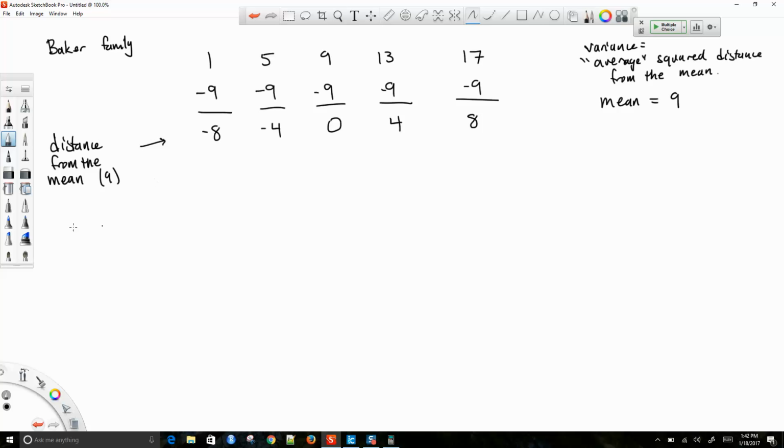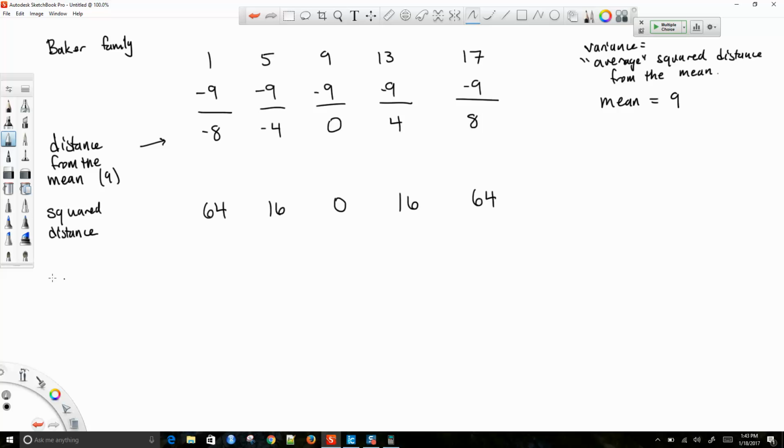Now we'll look at the squared distance. Anytime you square a number, it becomes positive. So negative 8 squared is 64. Negative 4 squared is 16. 0 squared is 0. 4 squared is 16. 8 squared is 64. So these are the squared distances from the mean. The variance is defined as the average squared distance from the mean.